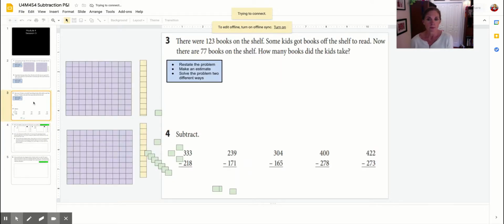And ooh, it says that to edit offline. Uh-oh. Anyway, that's it. So do these problems for number 4 and page 99 in your book.